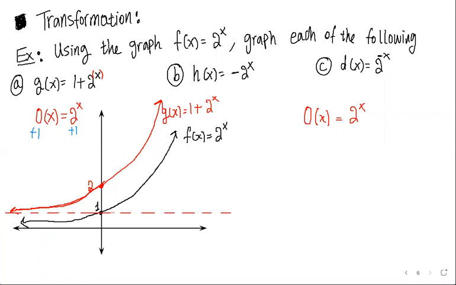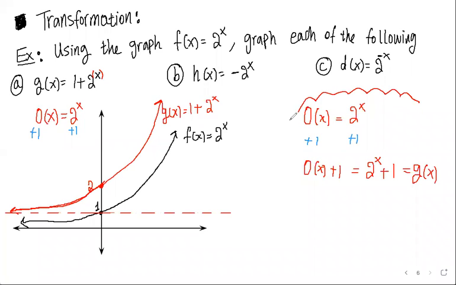So I add 1 from outside for this function. Now I get O of x plus 1 equals 2 to the x plus 1, and this is my g of x. So to graph the function g of x, I have to graph the original function O of x and shift it 1 unit up, because the 1 is outside the function. This is for the first one. Who will do the second one?